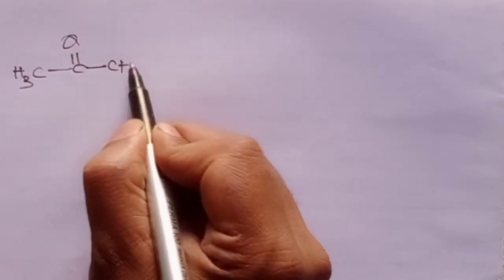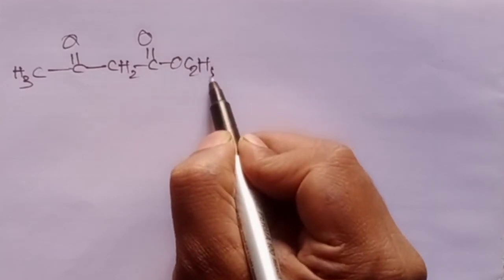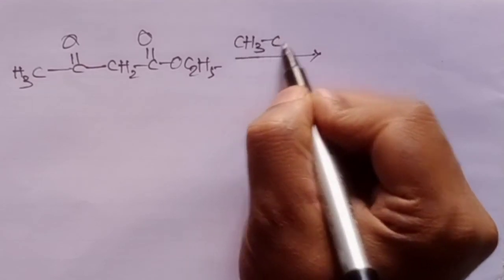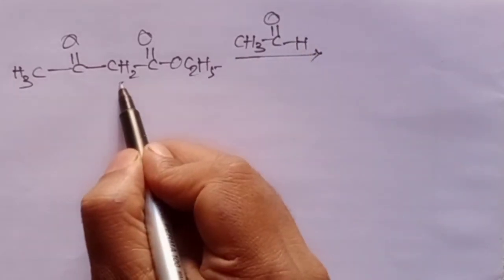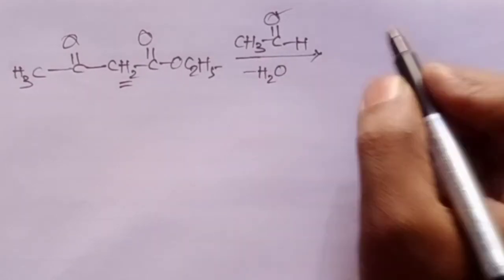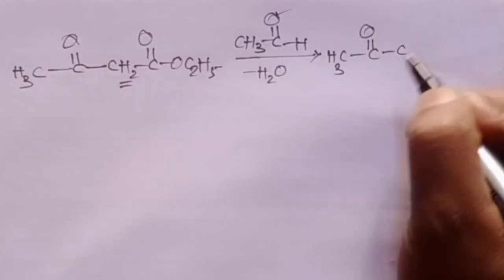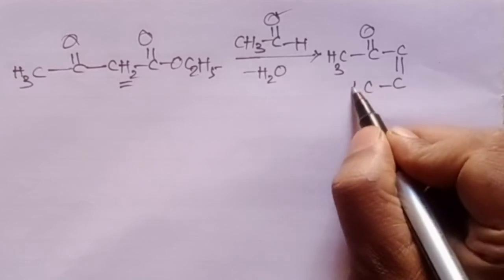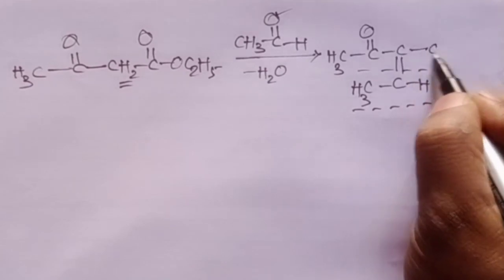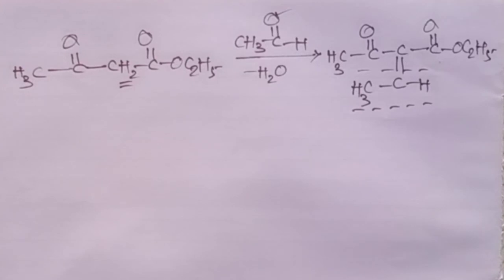So here it is the ethyl acetoacetate, C2H5. Here I just place acetaldehyde, CH3C double bonded O, H. These two hydrogens will be lost with oxygen as water. So here the product is CH3C double bonded O, C double bond C, CH3 and H. This one is the part of the aldehyde. The remaining part will remain as it is. So this is the product.